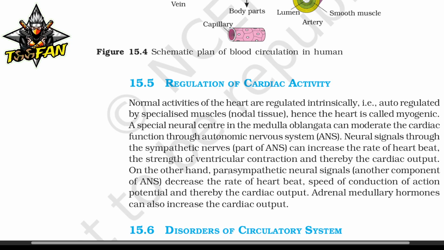On the other hand, parasympathetic neural signals, another component of the ANS, decrease the rate of the heartbeat, the speed of conduction of the action potential, and thereby the cardiac output. Adrenal medullary hormones can also increase the cardiac output.